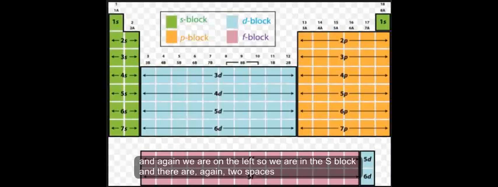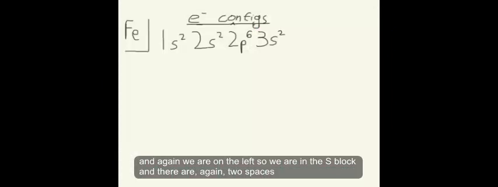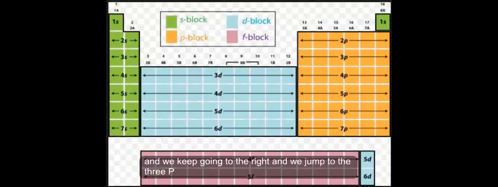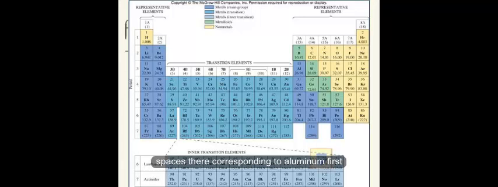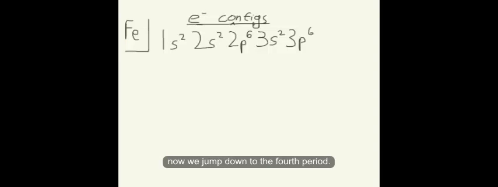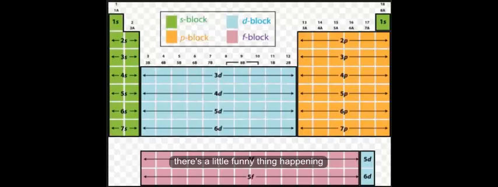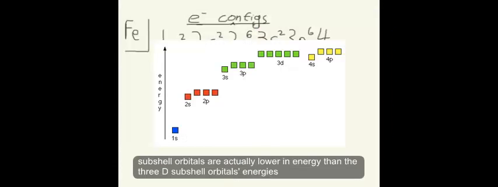And again, we're on the left, so we're in the S block, and there are again 2 spaces. Now we keep going to the right, and we jump to the 3p subshell, and there are 6 spaces there, corresponding to aluminum first, and ending at argon. Now we jump down to the 4th period, and this is where there's a little funny thing happening. It turns out that the 4s subshell orbital is actually lower in energy than the 3d subshell orbital's energies.